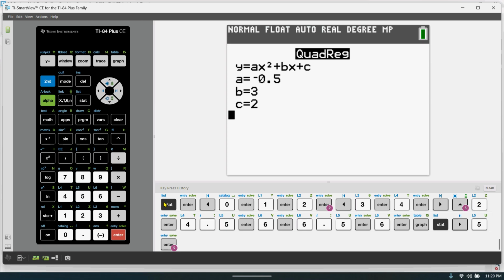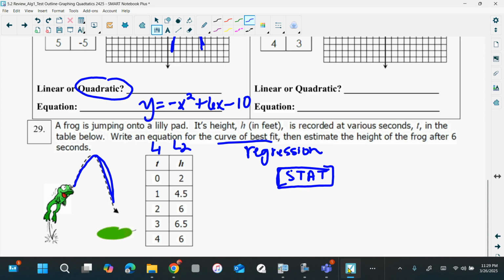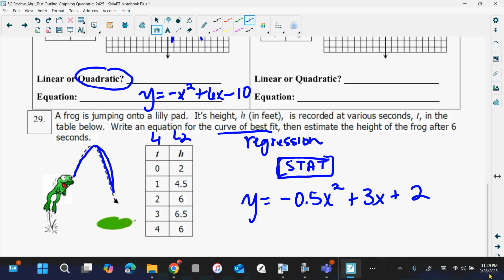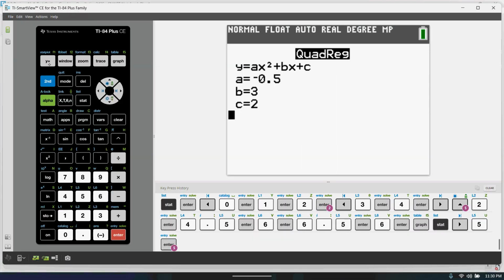So we're going to write that in standard form. Our y equals -0.5x squared plus 3x plus 2. Now, some people might want to write, let me extend if it lets me, I don't think it will. Instead of writing it as a decimal, you could write it as a fraction, -1/2 x squared plus 3x plus 2.